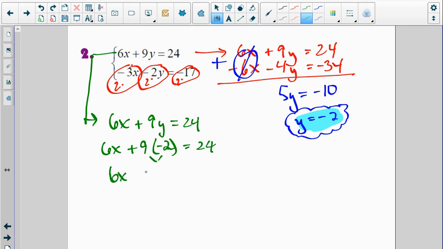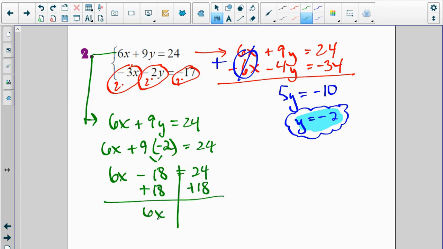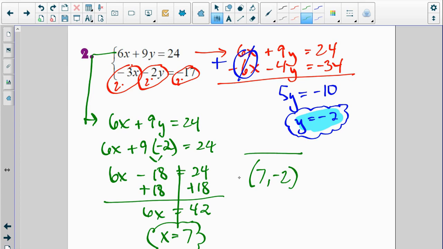All right, so we keep solving. 9 times negative 2 is negative 18, so I'm just going to write it as minus 18. And we keep going. Add 18 on each side. And 24 and 18 would add up to 42. So divide, x would equal 7. So those are the parts of my answer. My final solution is when I write it as an ordered pair. 7, comma, negative 2. There's our solution using elimination with the multiplication method.